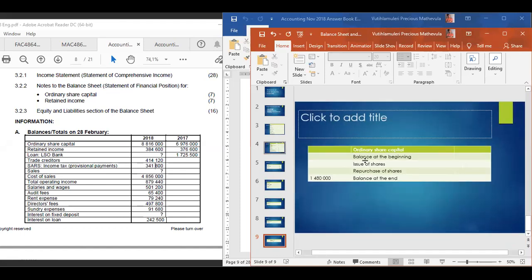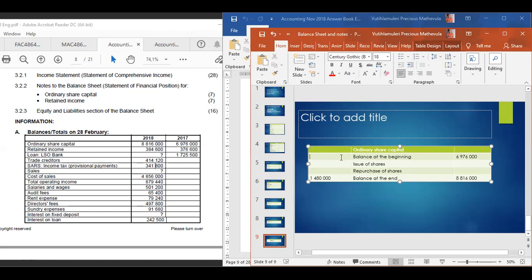So right, we have the number at the end, and then the amount is 8,816,000. This was given in the answer book. So at the beginning, we have the value at the beginning, which is 6,976,000, right? So we have to find the number of shares at the beginning.